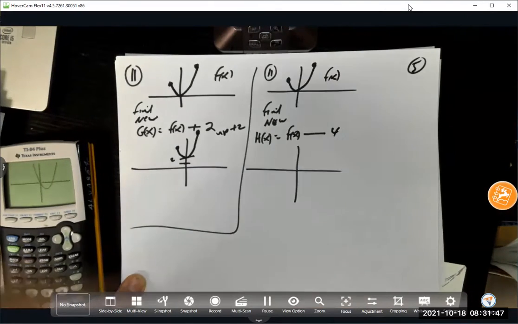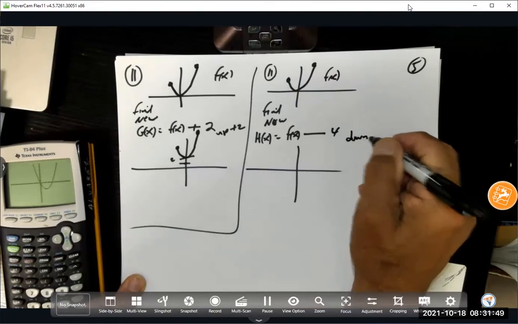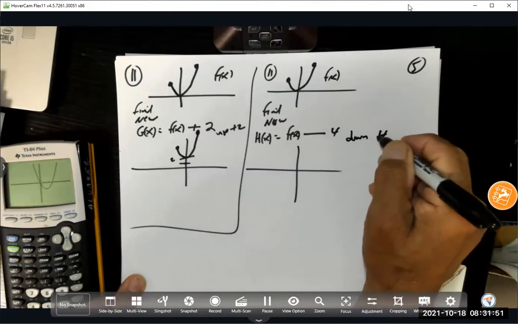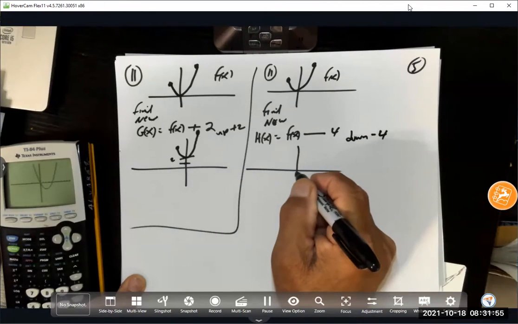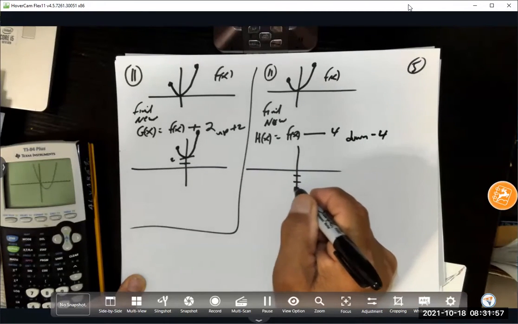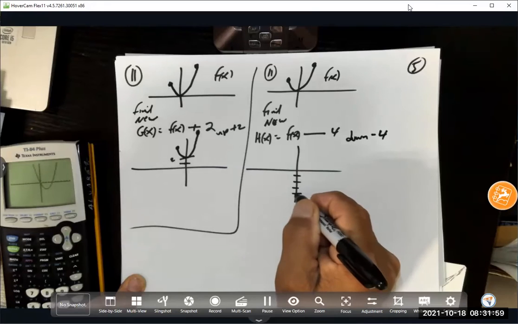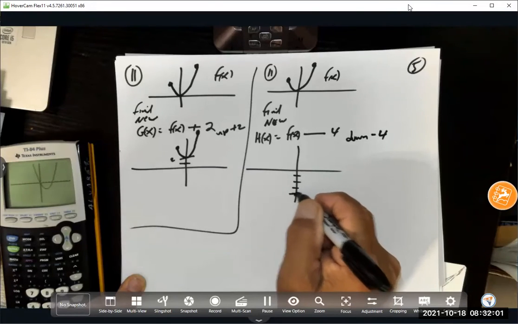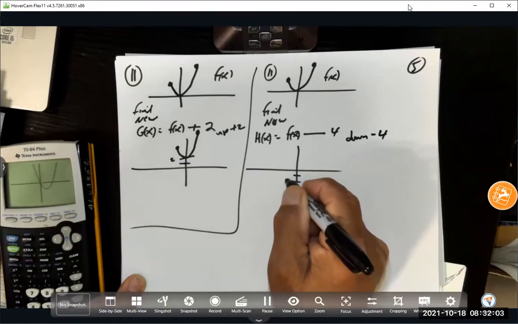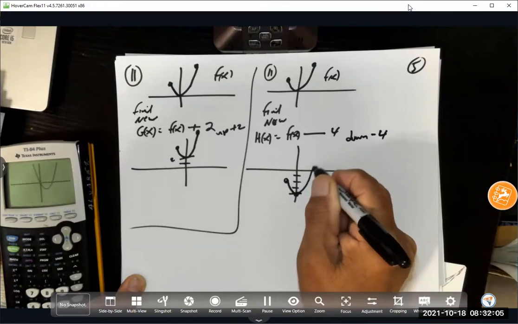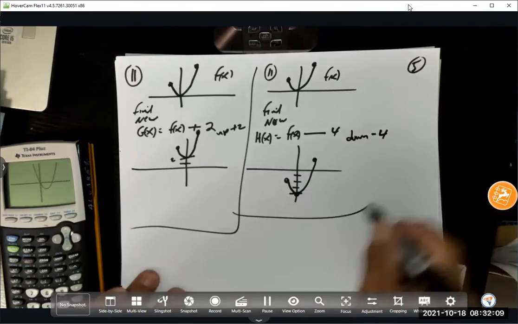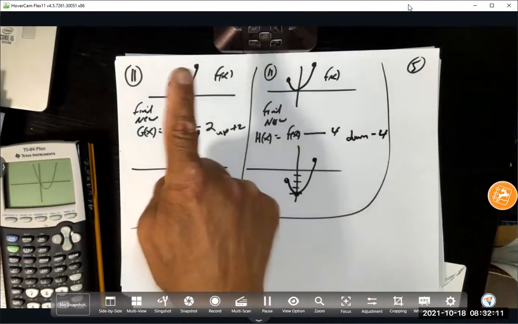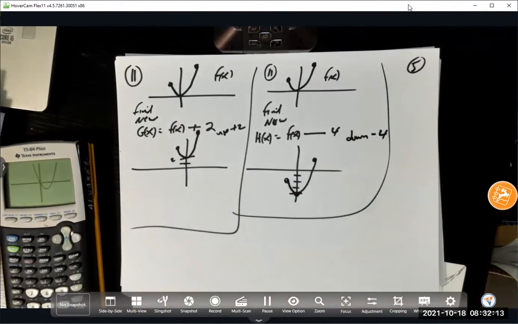Down 4. It's gonna go down 4. Okay, down -4. So it was right here. So that's gonna go 1, 2, 3, 4. It's gonna be right here in this area. And the graph's still gonna look the same. Still gonna be the little short side and the long side like that, but it's gonna go down. Does that make sense? This one pushes it up, that one pushes it down. Does that make sense?